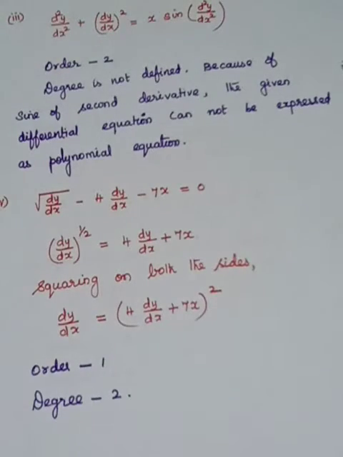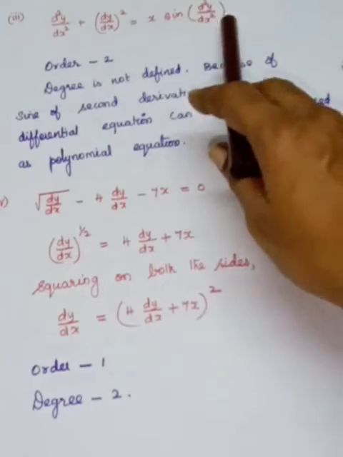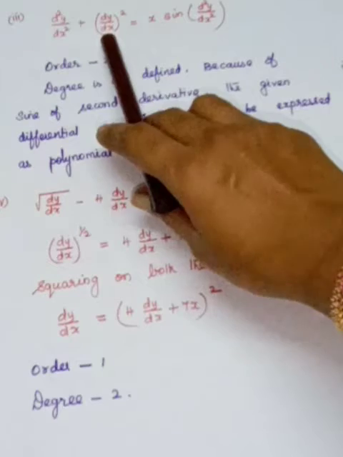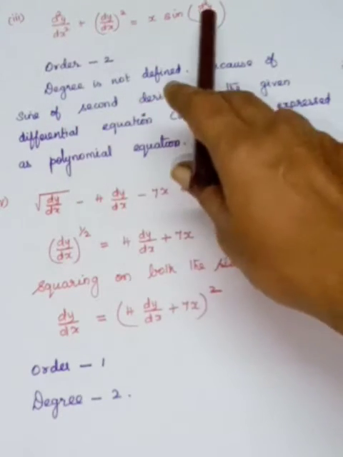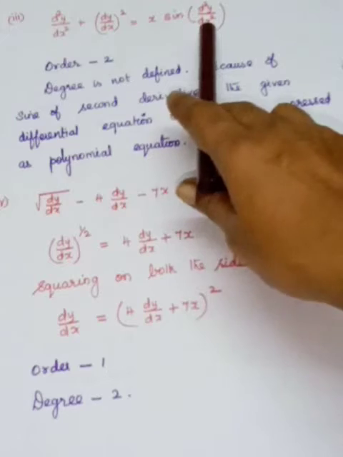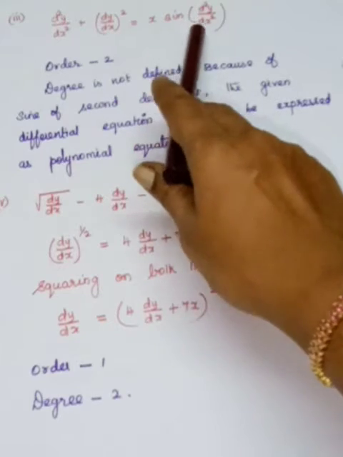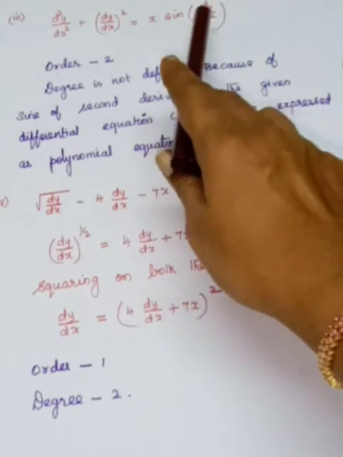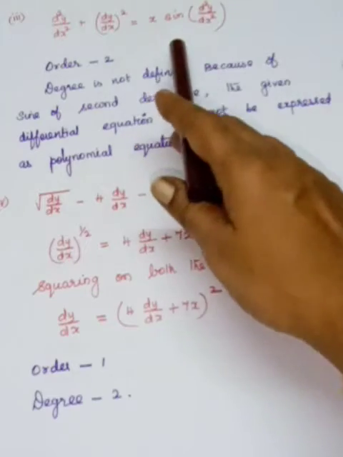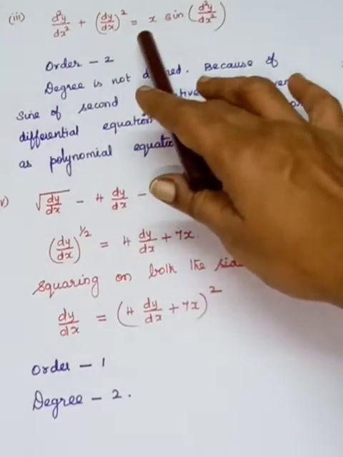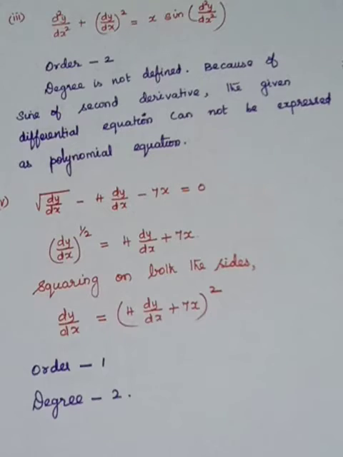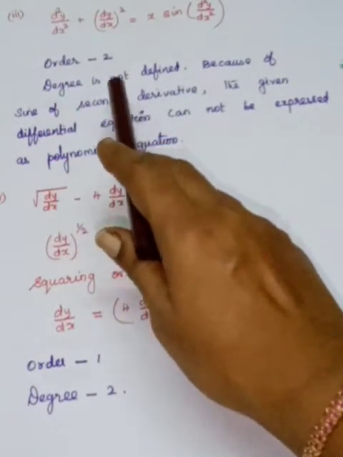We'll go to the third subdivision: d squared y by dx squared plus dy by dx the whole squared is equal to x into sine of d squared y by dx squared. What derivatives are involved? dy by dx and d squared y by dx squared. So the order is 2. But you see that this second order derivative, the highest order derivative, is the argument of this trigonometric function. Therefore we can't write the differential equation in polynomial form, so the degree is not defined.